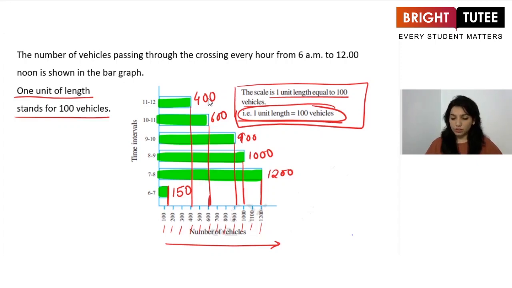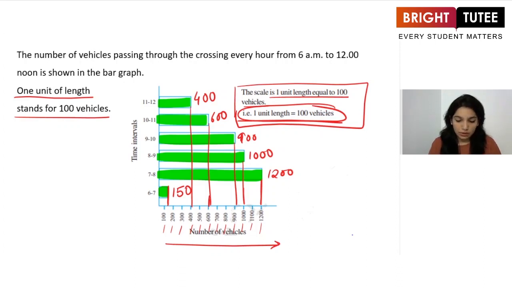For example, if I ask you how many vehicles are passing from 9 to 10, so you will say it is 900. How many vehicles are passing during the interval of 10 to 11? So the answer is 600. Can you tell me when the maximum traffic is seen? So the answer is 1200, that is from 7 a.m. to 8 a.m. When do you see the minimum traffic on road? So it is from 6 a.m. to 7 a.m. because just 150 vehicles were seen passing during that particular time. So you can answer as many questions as possible just by looking at this particular image.